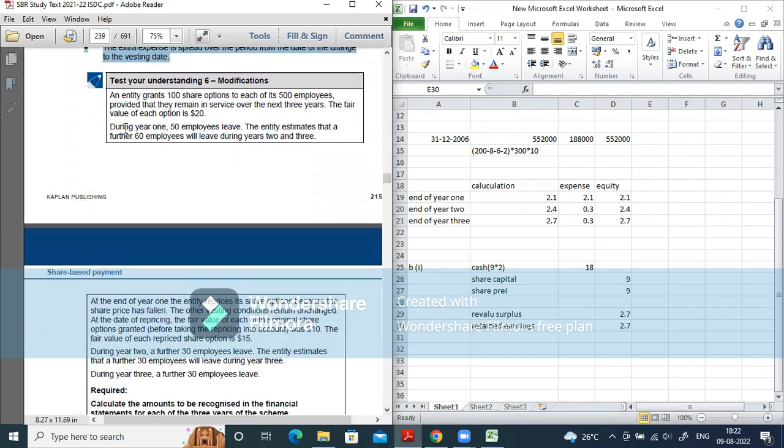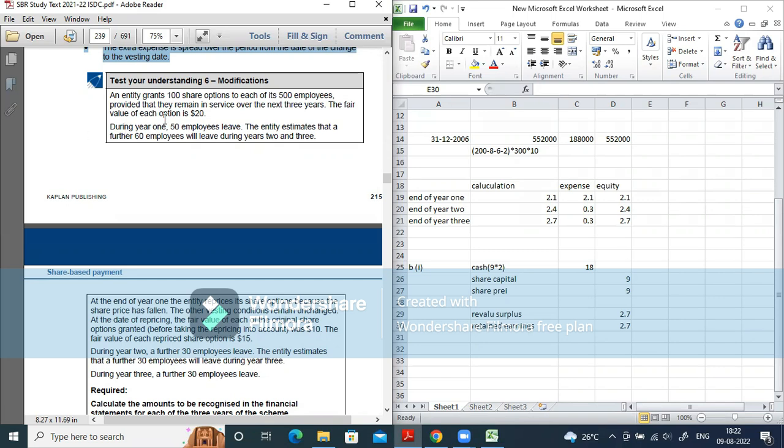So an entity grants 100 share options to each of its 500 employees, provided that they remain in service over the next 3 years. The fair value of each option is $20. First we need to understand that the entity grants 100 share options to each of its 500 employees. The condition is that they need to remain for 3 years in the company. So the fair value of each option is 20.